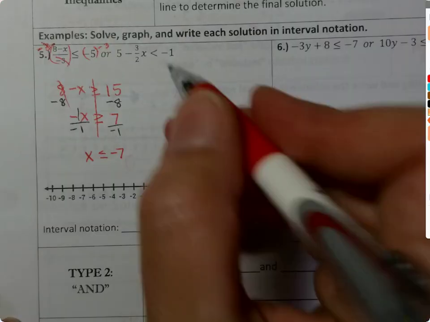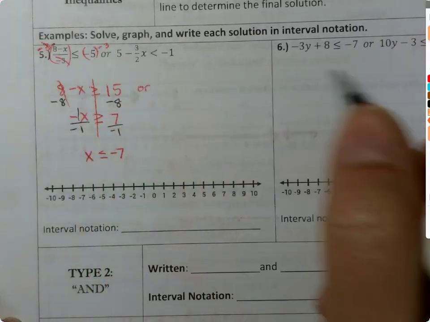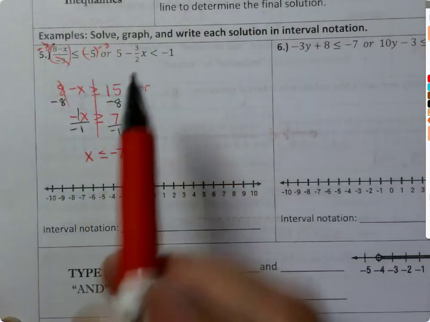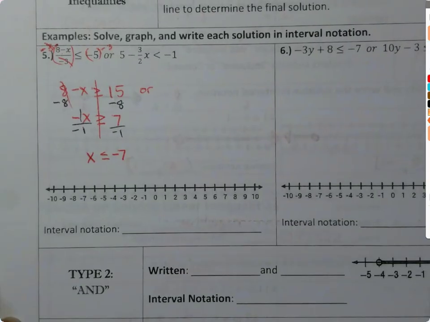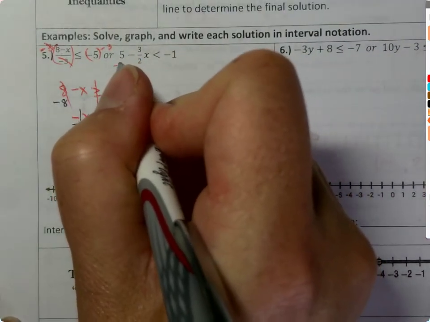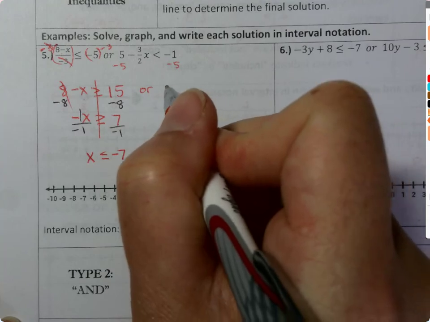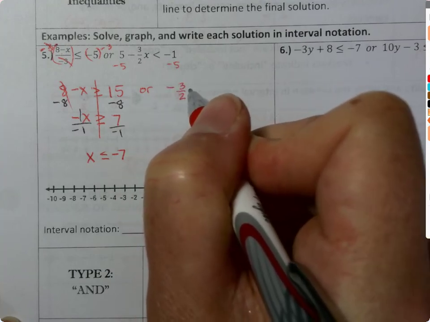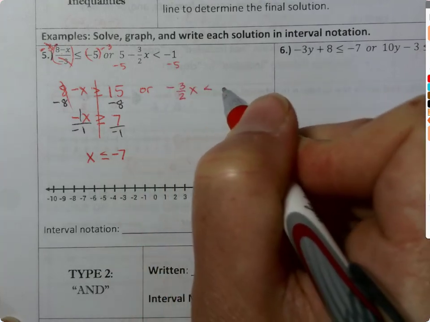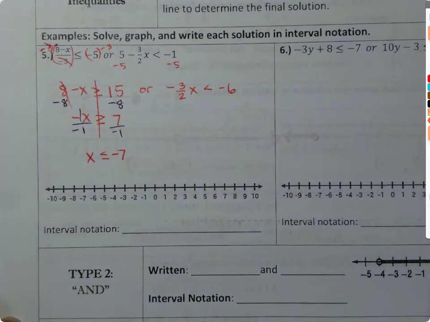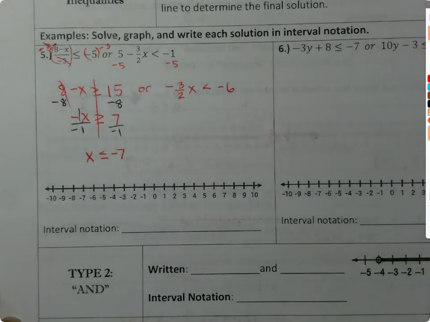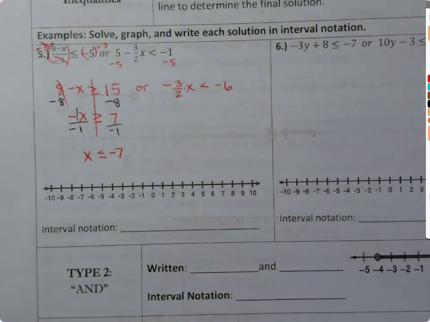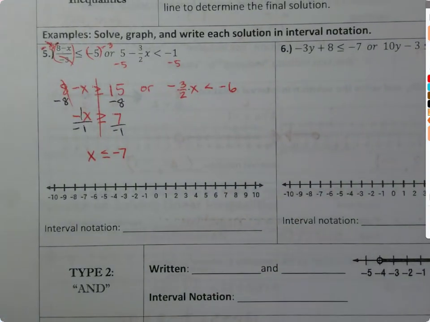Now we need to solve the other one. What do you want to do here first? Subtract 5. Okay, get rid of that 5. So I'm left with negative 3 halves x is less than negative 6. Don't lose that sign. Good? Now, this is negative 3 halves times x. And how do we break up multiplication? We break it up with division.